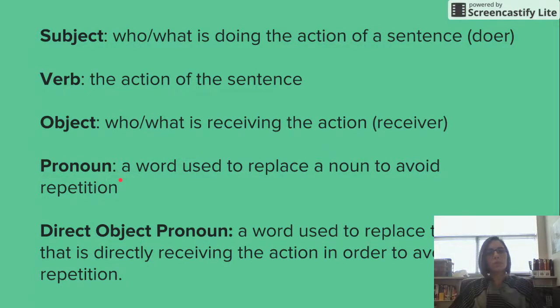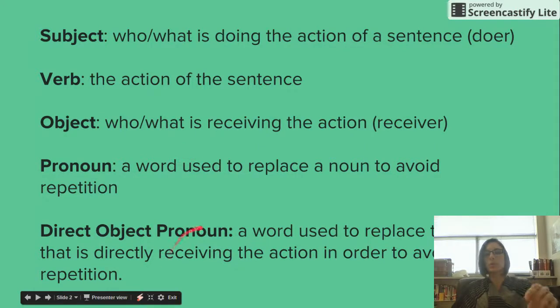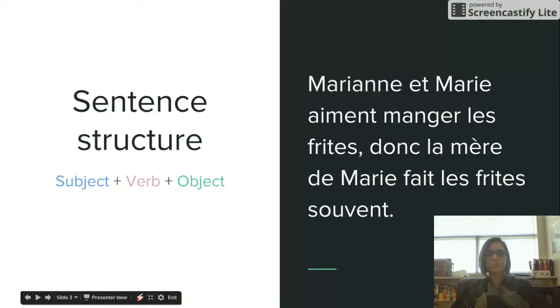Now, a pronoun is a word that's used to replace a noun to avoid repetition. And we have already learned subject pronouns like je, tu, il, elle, on, nous, vous, and ils, elles, plural. Today, we're talking about object pronouns, which are words that will replace the object of a sentence to avoid repetition. And we're focusing specifically on direct object pronouns, which is a word used to replace the object that is directly receiving the action in order to avoid repetition. So let's take a look.